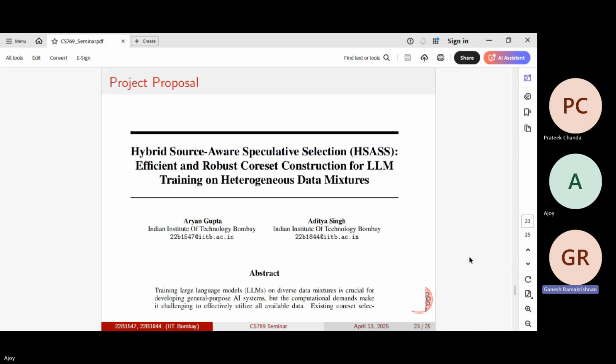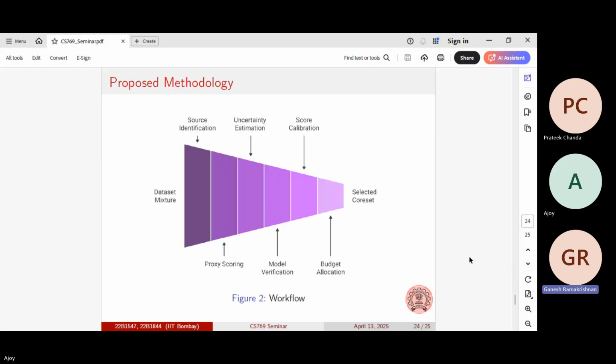Coming on to our project proposal, the two papers that we analyzed, we kind of made a hybrid of both those papers. So we have proposed a hybrid source-aware speculative selection for coreset selection. For this, we have combined the speculative selection algorithm of STAFF with the source-aware training methods of OLM.